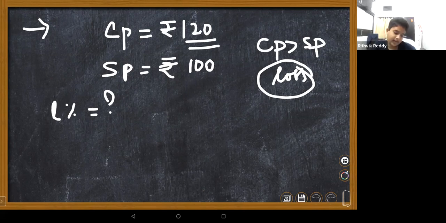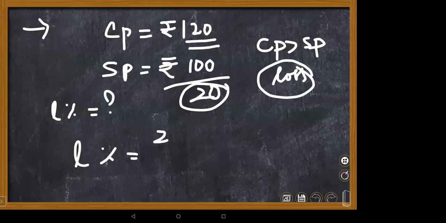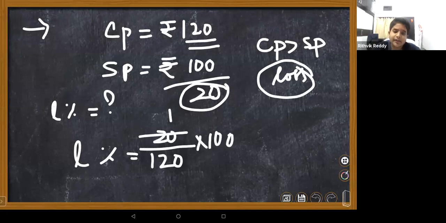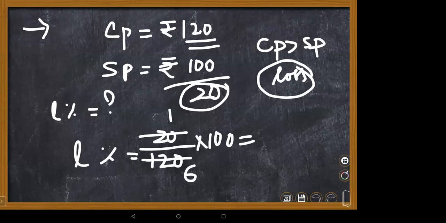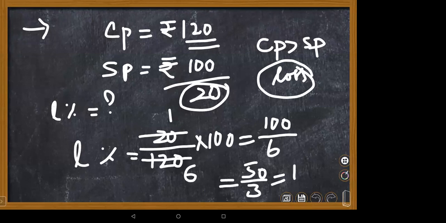I'm taking the denominator as 120 only, ma'am. 20 rupees is the loss. Therefore, loss percentage is equal to loss divided by CP, means 20 by 120 into 100. Ma'am, I did in the same way. 100 by 6, so 50 by 3. So it will be 16.666, 2 by 3 percent.